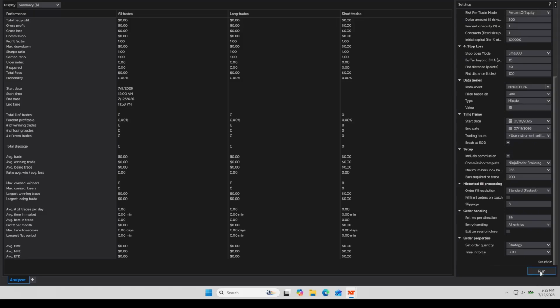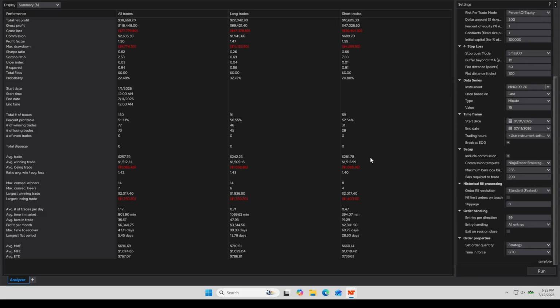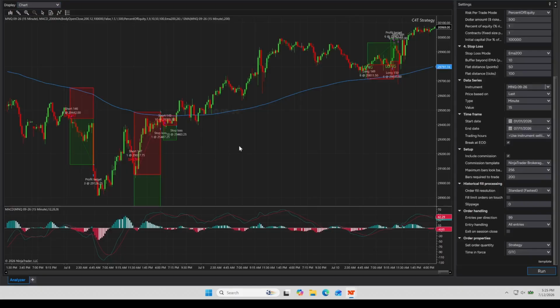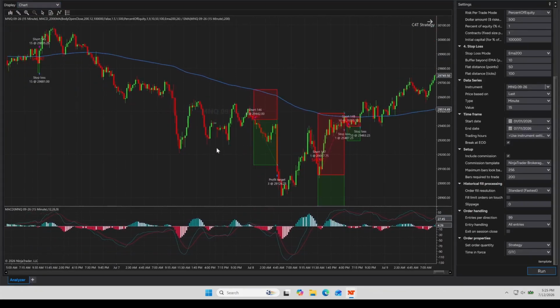So let's go back, let's run this so you guys can see the results. So these are the results at the moment. But before I even get into that, let me go to the chart so I can show you the exact strategy again. So let's zoom this in.